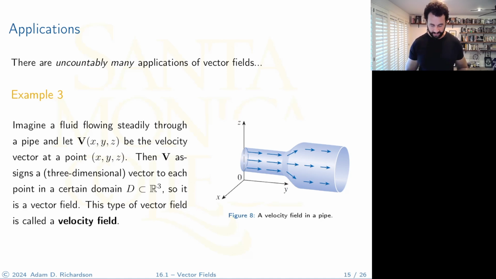Here's an example, right? Imagine fluid flowing steadily through a pipe, and we're going to let v of x, y, z be the velocity vector at any point (x, y, z) in space. So then what v is doing is it's assigning a three-dimensional vector to each point in some region in space. So this is literally a vector field by definition. Because these vectors are modeling velocities, this vector field is often called a velocity field. That's what's happening here.